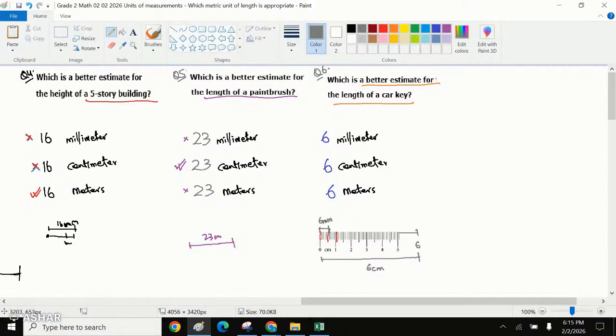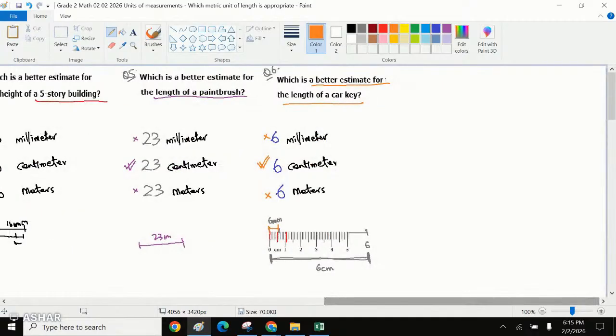Okay, Jane. What should be the answer for the length of a car key? Yes, Precious, your answer is correct. Thank you. But it cannot be 6 millimeter. Precious's answer was 6 centimeters. This can be the length of the car key. That means millimeter is too small for a car key. Meter is too big. That means centimeter is a much closer estimate to the length of a car key, right? Thank you, May.